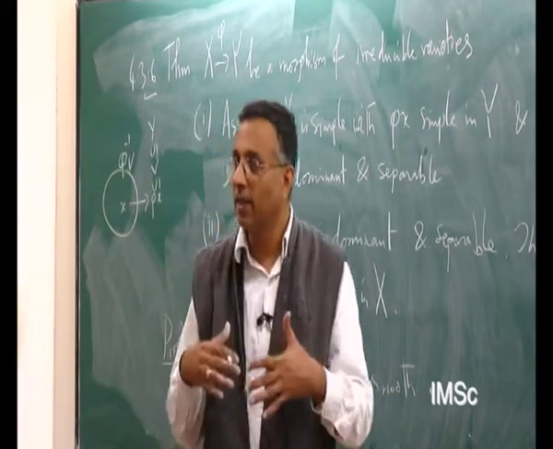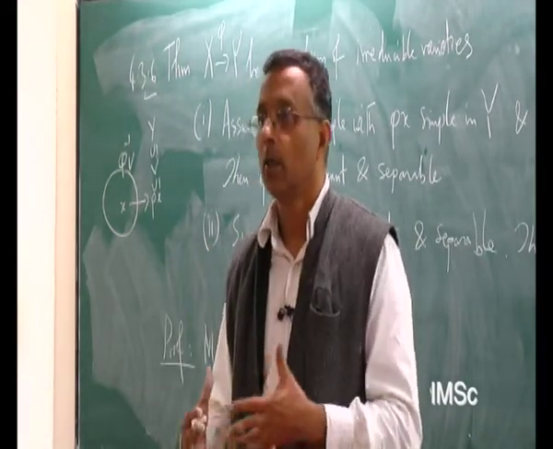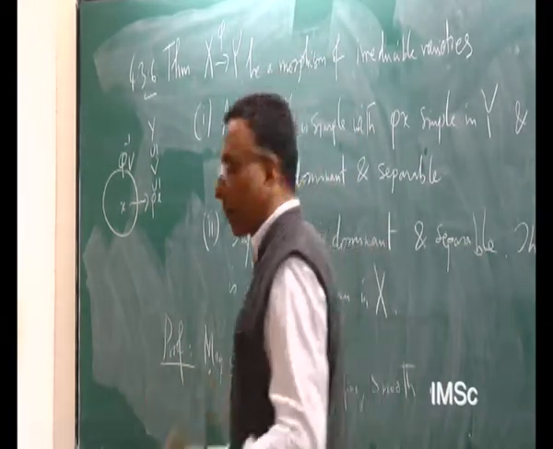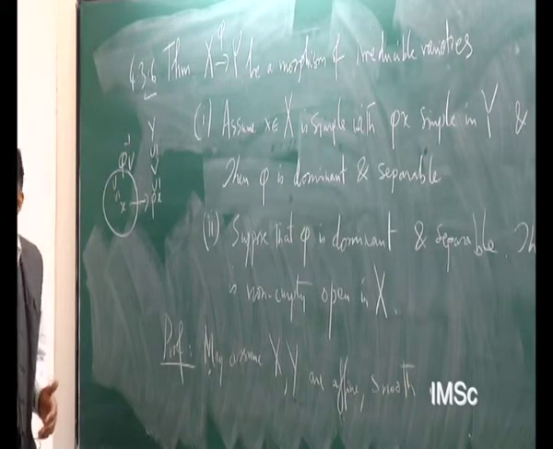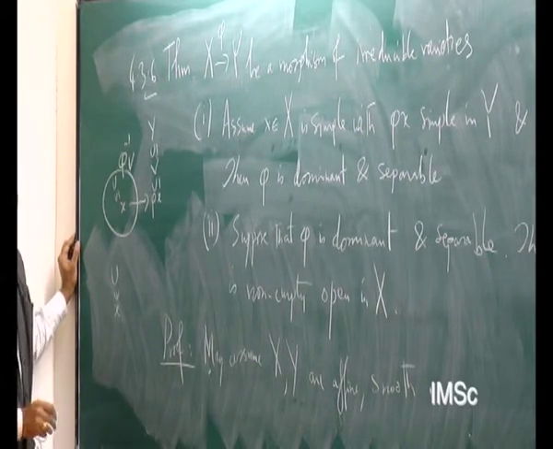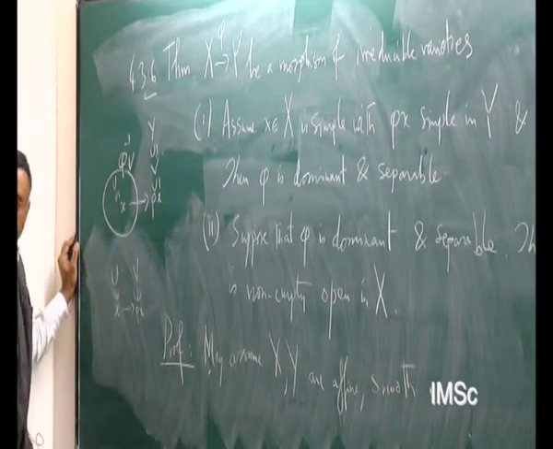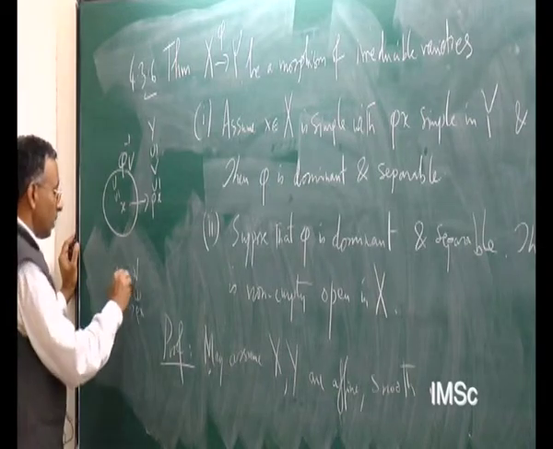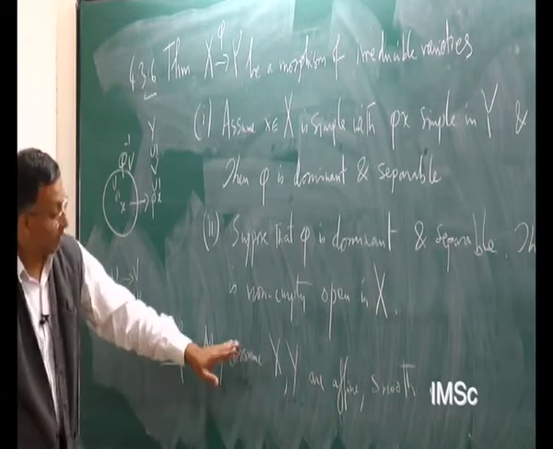Now I can find a smooth affine open set U containing x and contained in phi inverse of V. So what do I have now? I have x sitting inside U, U is affine smooth. This goes to phi(x), which is contained in V, which is affine smooth. And U goes to V.